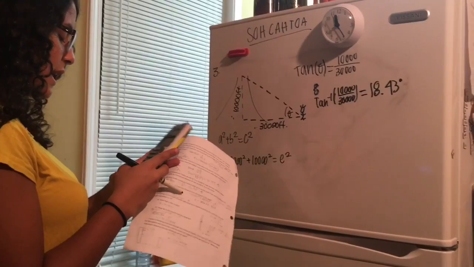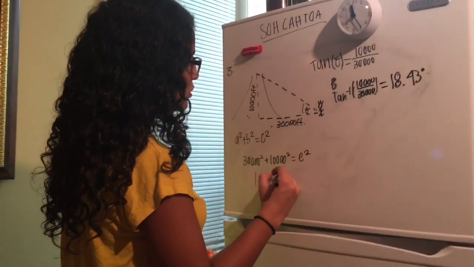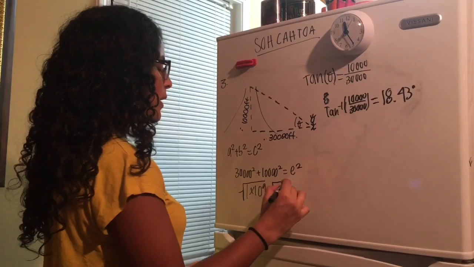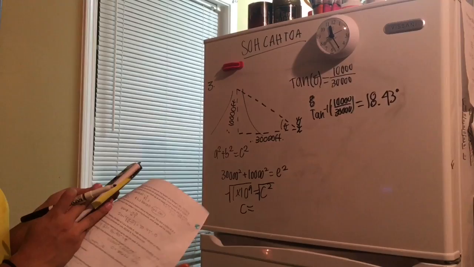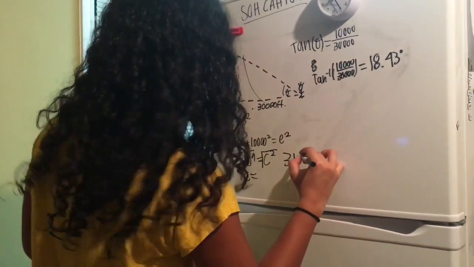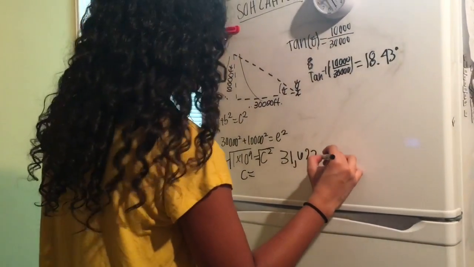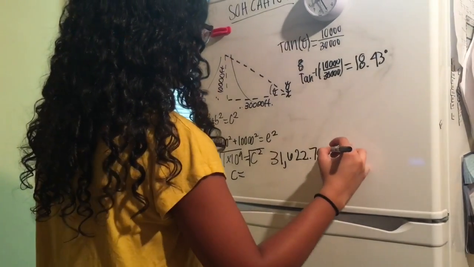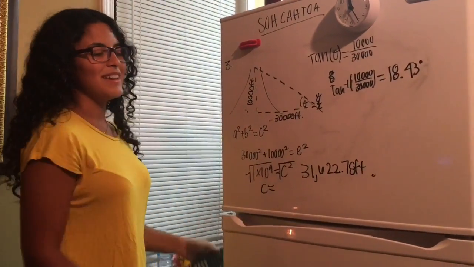30,000 squared plus 10,000 squared equals 1 times 10 to the 9th, which equals c squared. But because c is squared, you have to get the square root to get c. This would give you 31,622.78 feet. That is the distance from you to the peak.